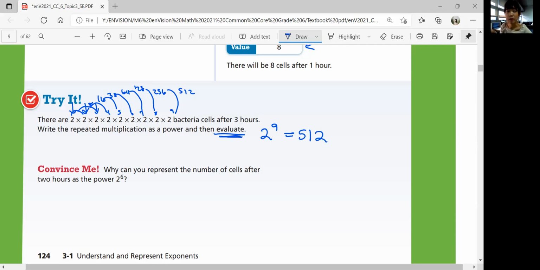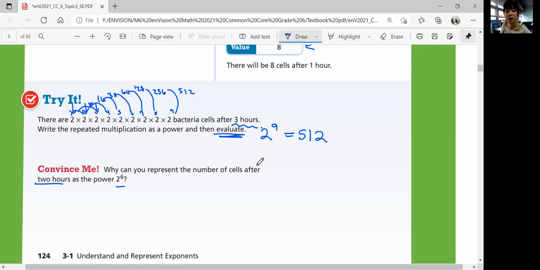Why can you represent the number of cells after 2 hours as the power of 2 to the 6th? Think about your pattern. The base is 2 because each cell divides into 2 cells. So you're going to have double the bacteria every time, right? So the number is repeatedly multiplied by 2. The exponent is the number of times the cell divides.